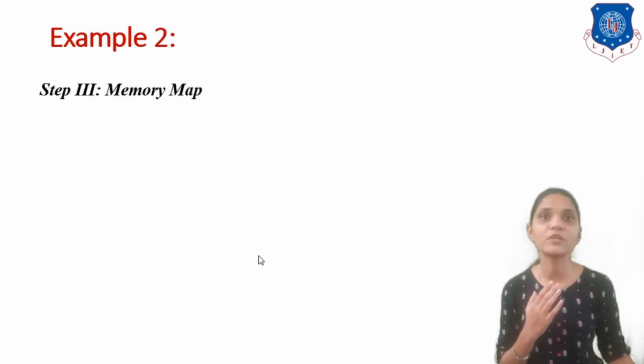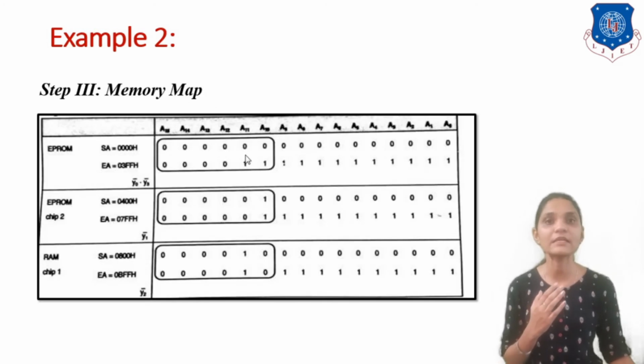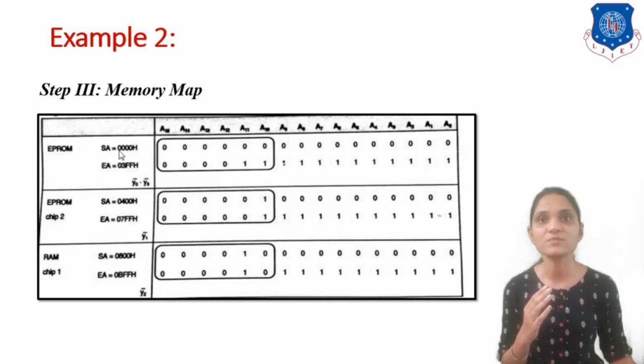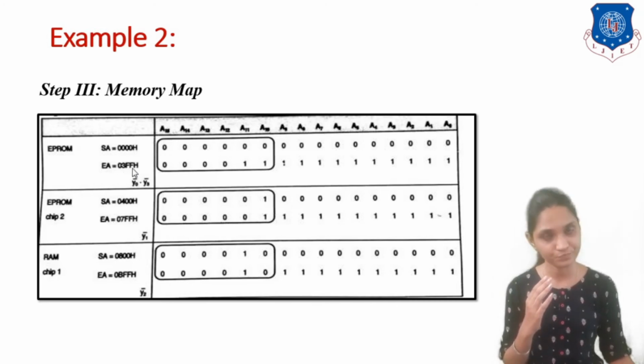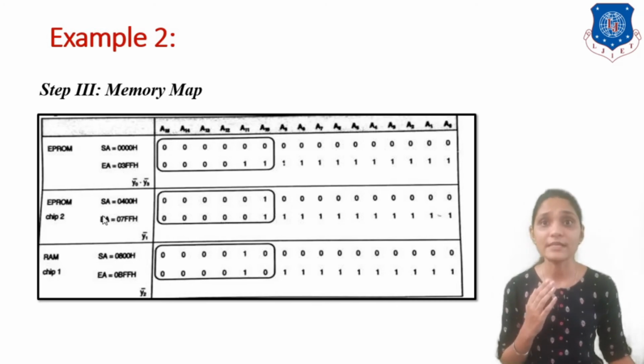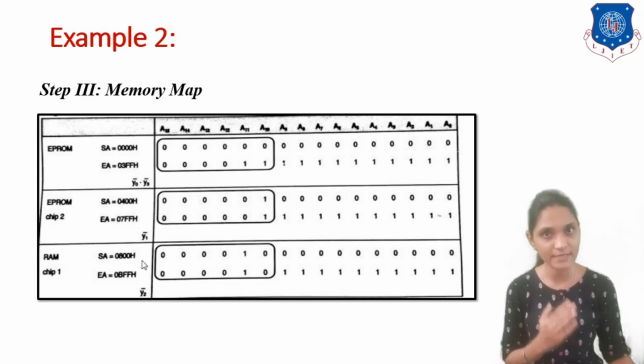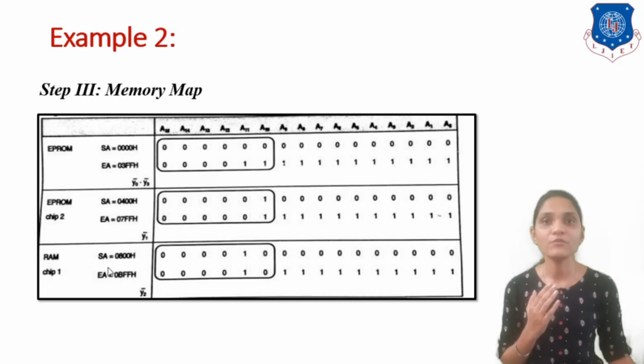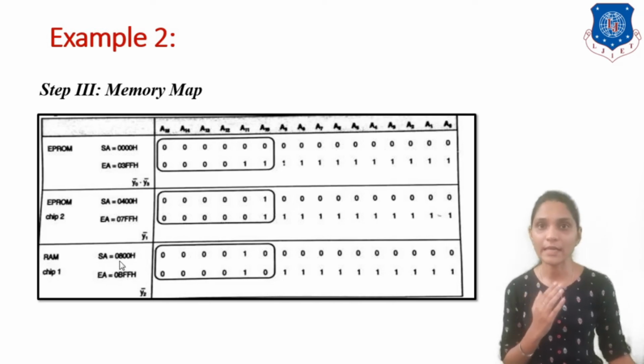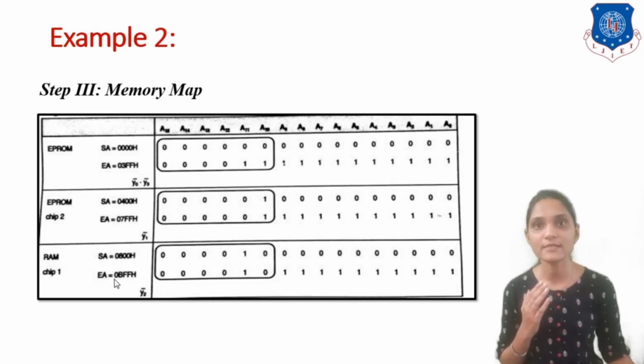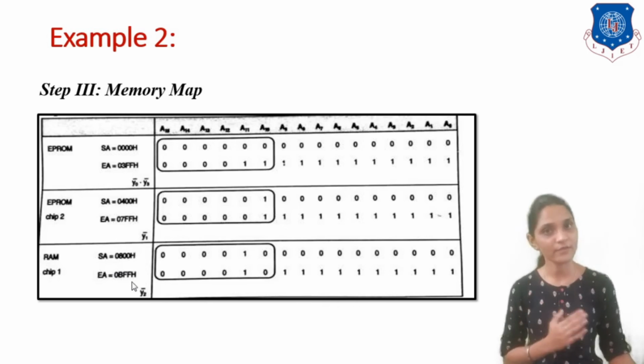All these things, if we represent in terms of binary, then it will be like this. For first chip, starting address is 0000 hex, ending address is 03FF hex. For second chip, we have starting address as 0400 hex, ending address as 07FF hex. For RAM, we have starting address 0800 hex and ending address as 0BFF hex.